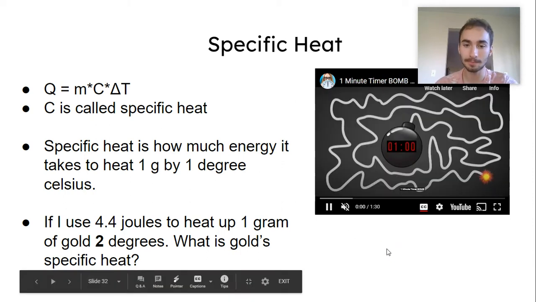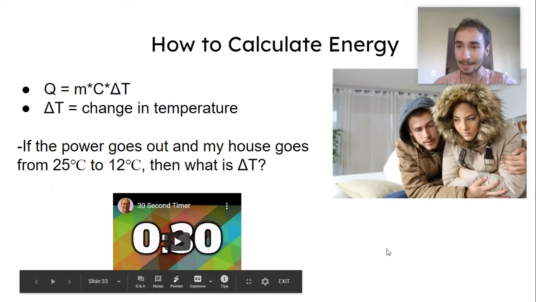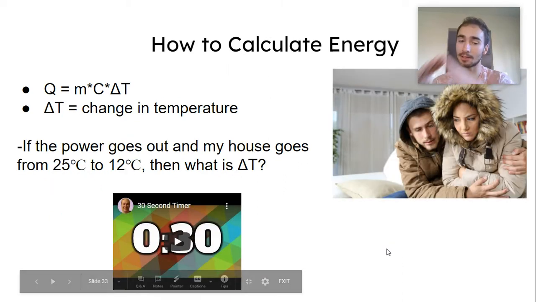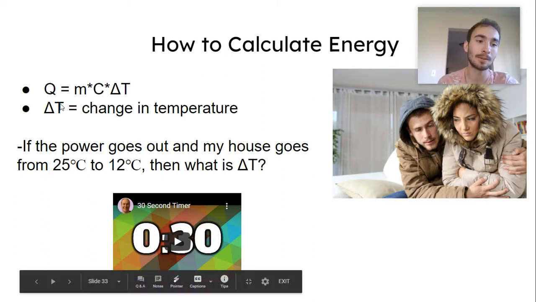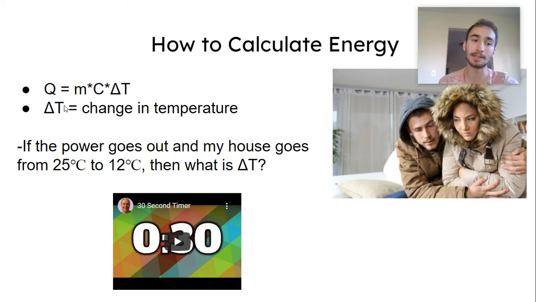All right, next, delta T. Delta is the Greek letter, and it means change. So when you see this in the world, know that the triangle means change, and then T stands for temperature. So delta T is change in temperature. So here's my problem for you. If the power goes out in my house, it goes from 25 degrees to 12 degrees, then what is delta T? Think about it right now.